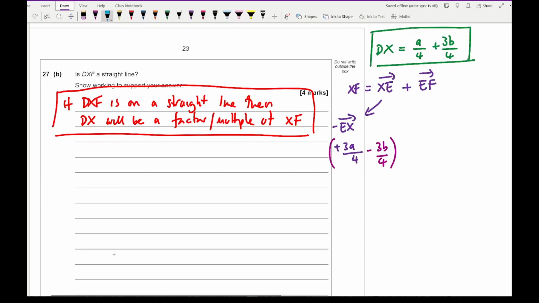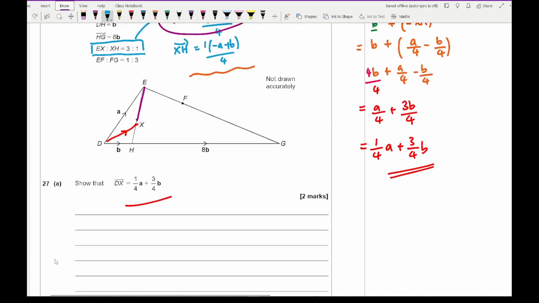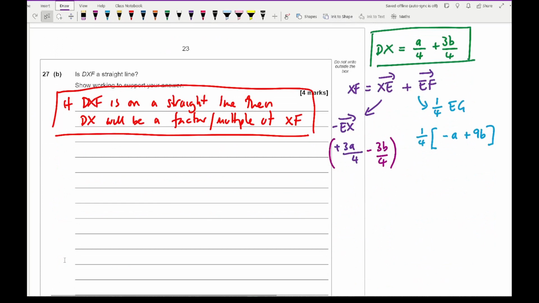Then to work out e to f, well, e to f is going to be a quarter of e to g. And so that's going to be a quarter of minus a plus 9b. And again, I got that straight from the diagram. So e to g is going from here down there, so it's minus a and then plus 9b. Go back to that, and they both need to be added. So then neatening all of this bit up, I get minus a quarter a plus 9 over 4b.